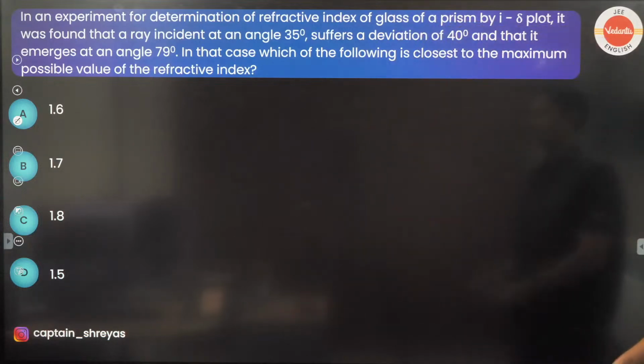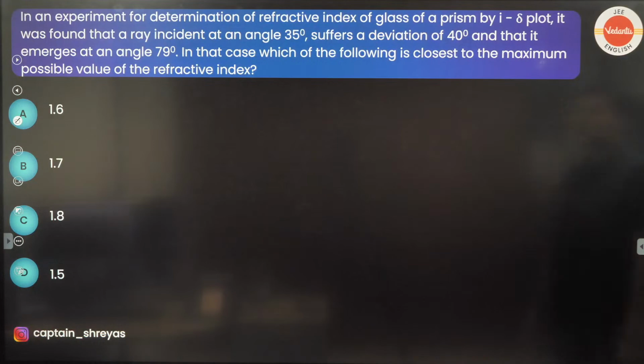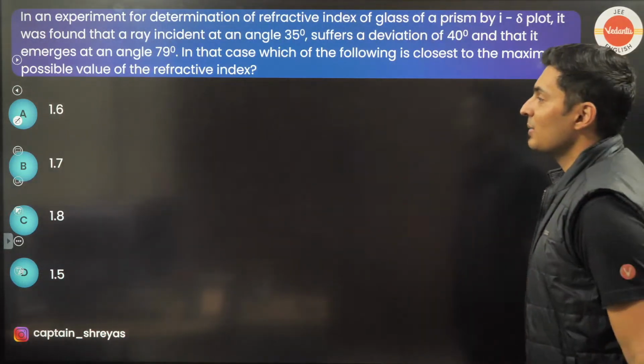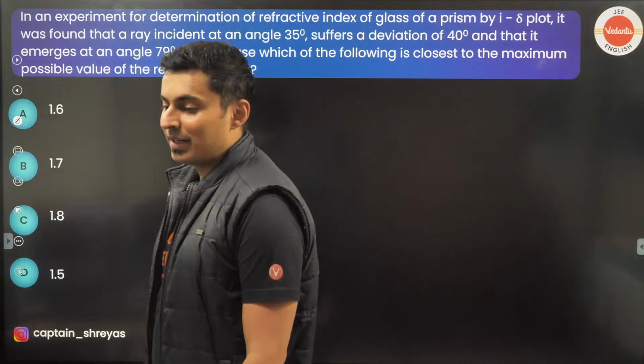This is a beautiful question. In an experiment to determine the refractive index of the glass, a ray suffers a deviation of 40 degrees, then emerges at an angle of 79 degrees. In that case, which of the following is the closest possible maximum value of the refractive index?